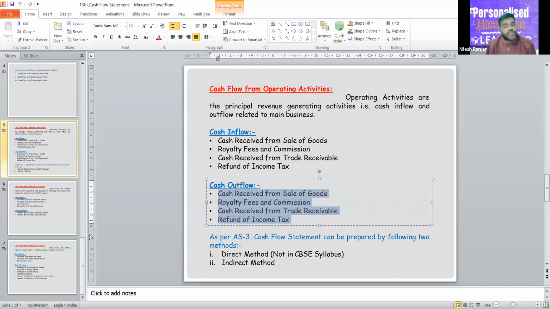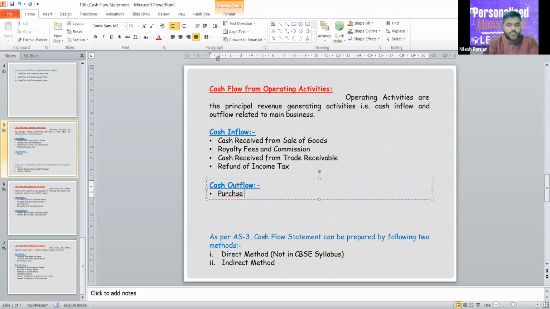Now, payment of income tax, it is also operating activities, and payment to creditors, it is also operating activities. So these items are cash out. Is that clear? Yes, sir. Okay. So actually, if you have taken the screenshot or you have written these, then please change your cash outflow. It will be purchase of goods.